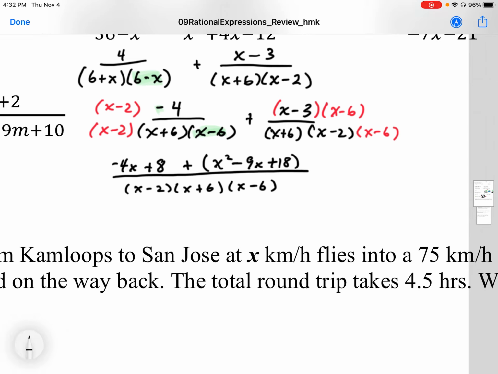So I end up with x squared minus 13x plus 26, and that's all over the common denominator of x minus 2, x plus 6, x minus 6. And there's my final answer. I should check to see if this is factorable, but there's no two numbers that multiply to 26 and add to negative 13, okay? Because 26 has only the divisors of 2 and 13.